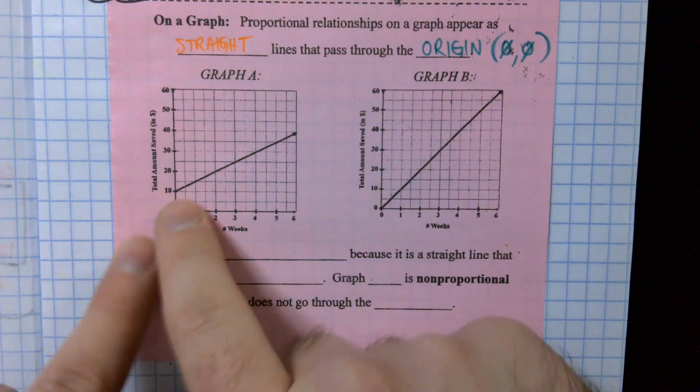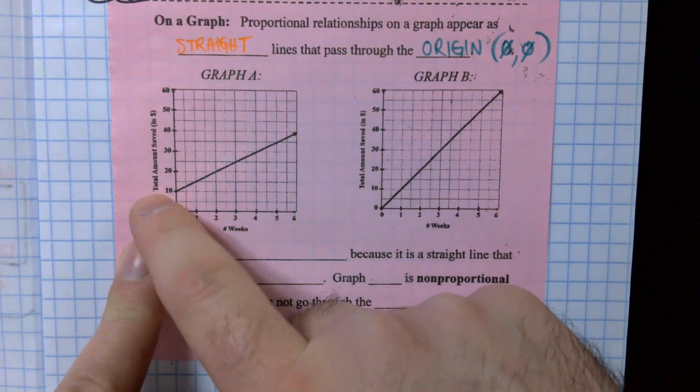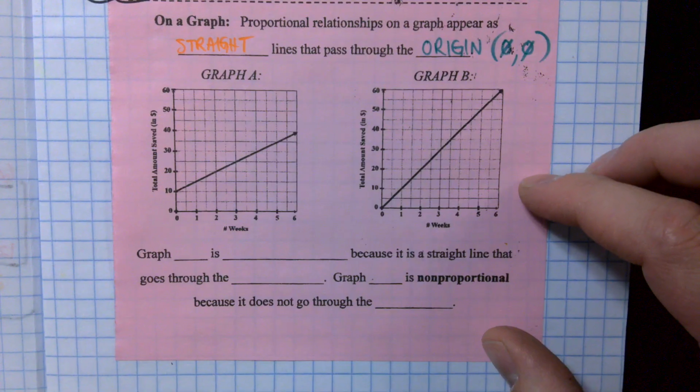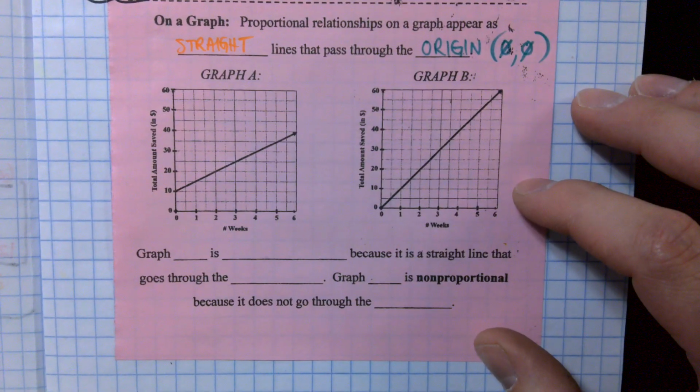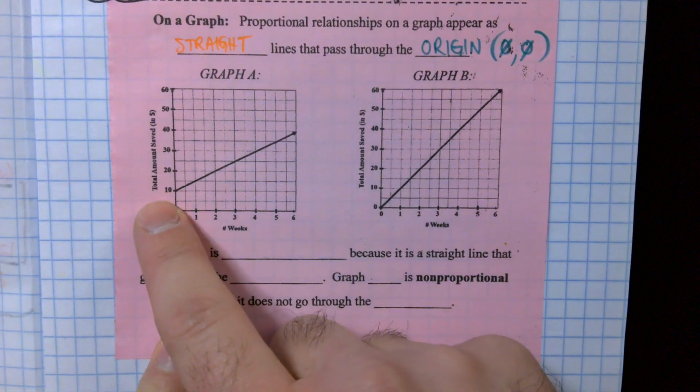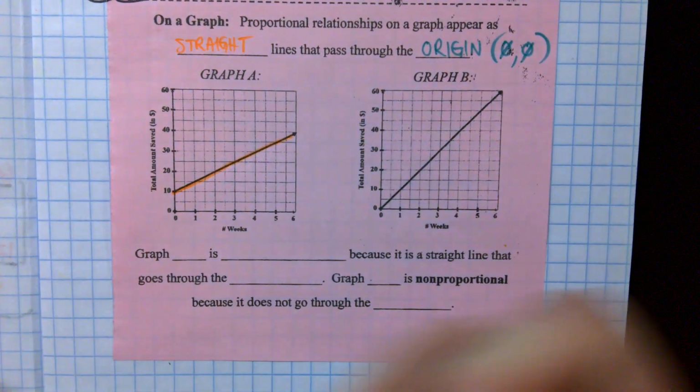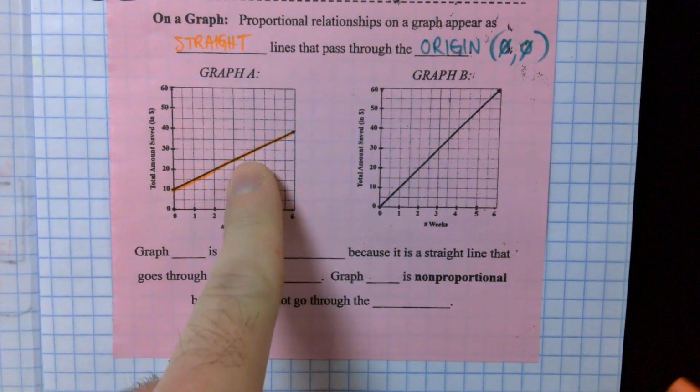That's great. So as the weeks go on, the money in your savings goes up. Now if you spend some of that money, it's not going to be proportional because it's going to go up and then it's going to go down because you spent it, right? Does graph A look like a straight line to you? No. Whoa. What's your definition of a straight line?